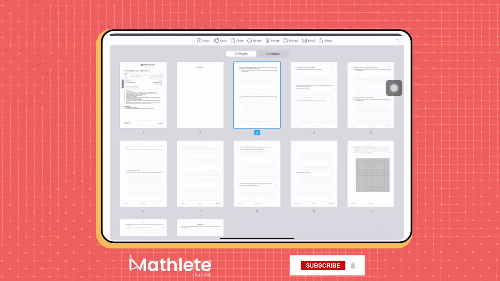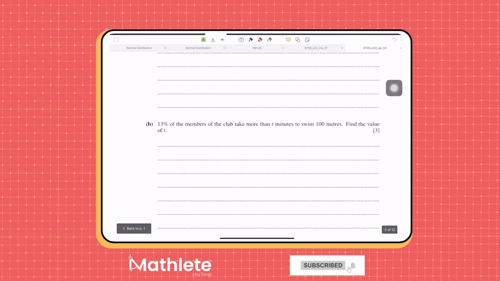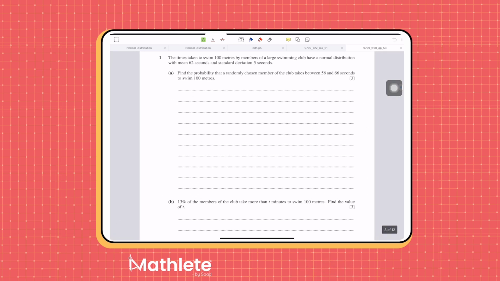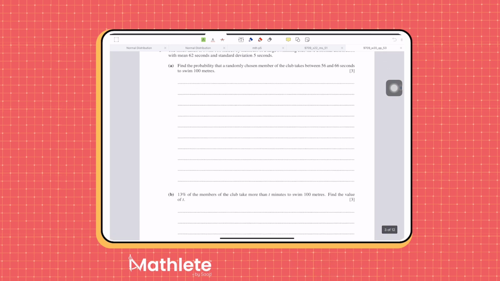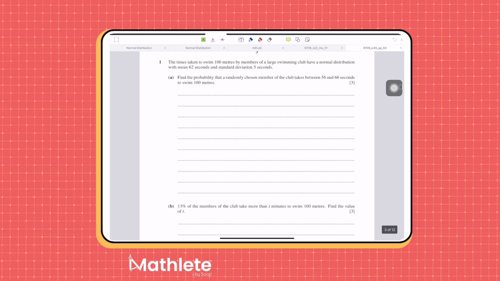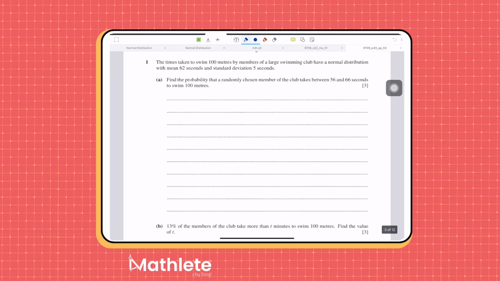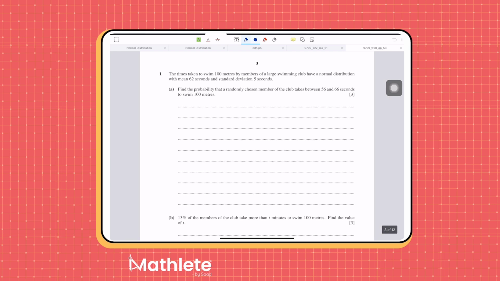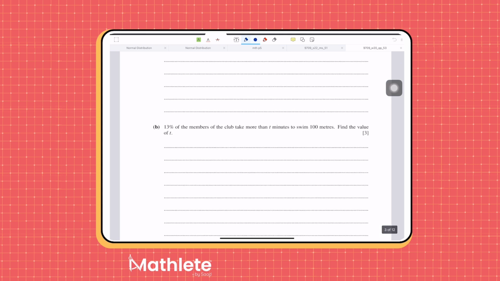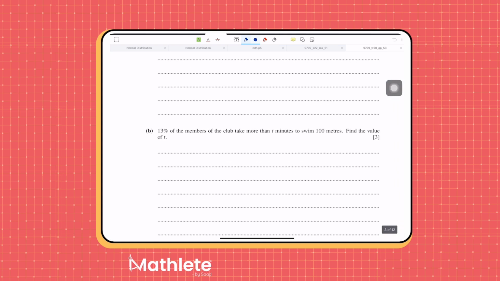Question number 1B. Okay, this one. 13% of the members. I think we've done a question similar to this, or maybe this exact question. Okay, I'll solve it, but can you confirm this is the question? There seems to be a catch. Okay, let's find out what the catch is.